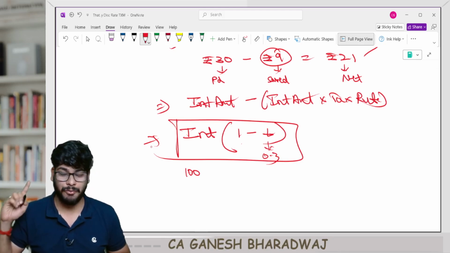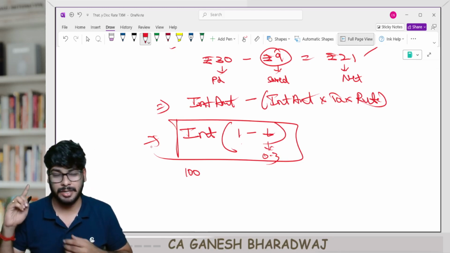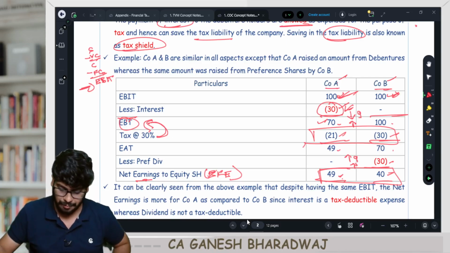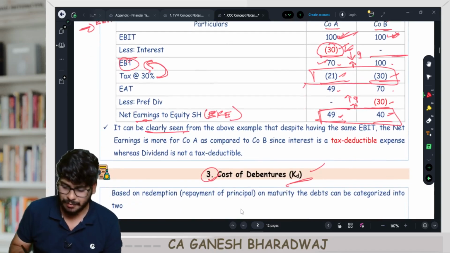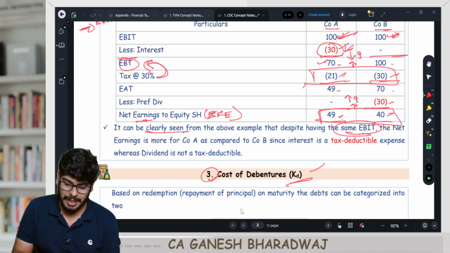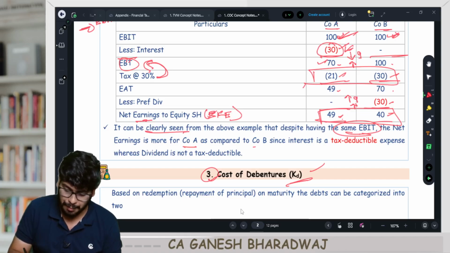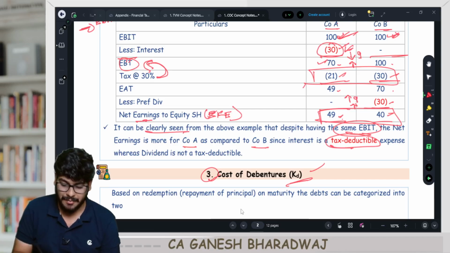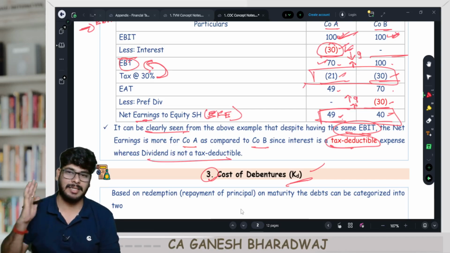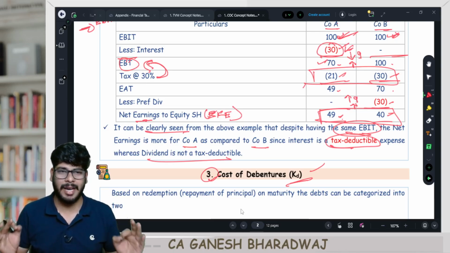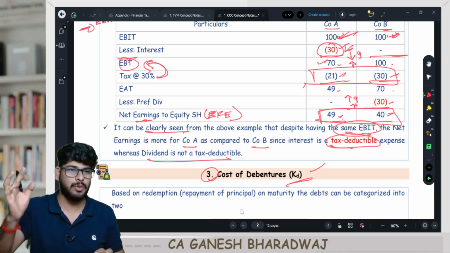The relevant cash flow for debentures is going to be what? Interest into 1 minus tax rate. Are you able to understand this? Exactly what I've put here. It can be clearly seen from the above example that despite having the same EBIT, the net earnings for company A is more as compared to that of company B, since interest amount is a tax deductible expense, whereas dividend is not allowed as a tax deduction. Are you able to understand this? Right? So the post-tax cost of interest is what? I into 1 minus T.